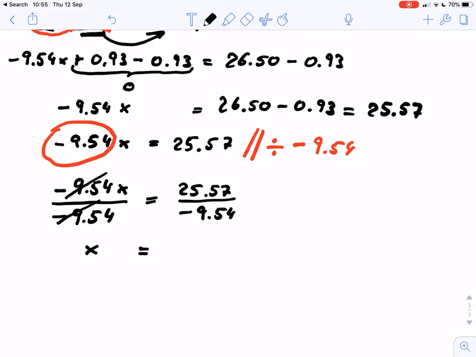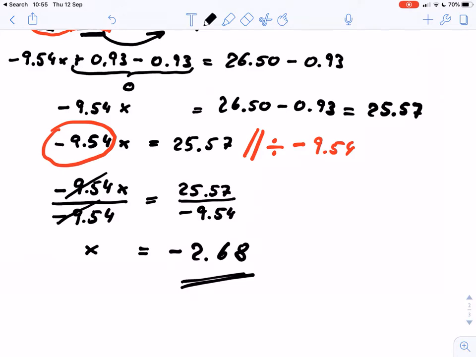equals, and for this we just simply use our calculator, and if we get this right, we would get a value of negative 2.68, and that is 3 significant figures.